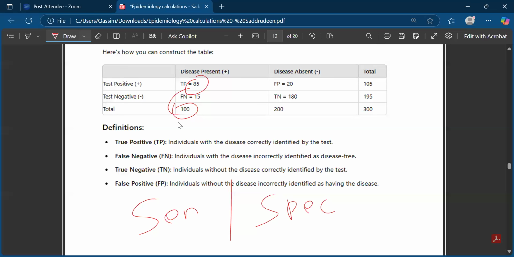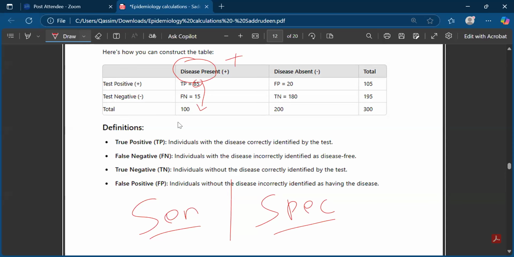If you're told to calculate the sensitivity, the only time in epidemiology, we take this 85 and we go down and we take it over 100. We only do it in sensitivity and specificity. Sometimes you might even be asked to define these things in your SAQs. Once you know the concept, it's the proportion of true positives over the total diseased individuals, the people with the disease present.